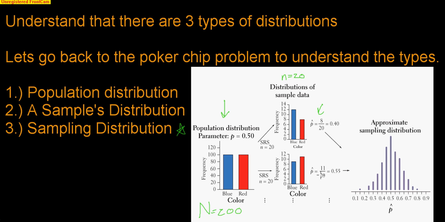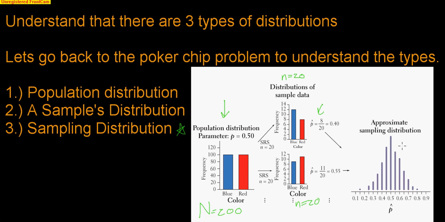Here's just another one, because remember, samples vary. So here's another one where we had 11 red chips. That would be 9 blue chips, because we had 20 chips as well. And again, that's a sample proportion of 55%. 11 out of 20, 55% red, 45% blue.